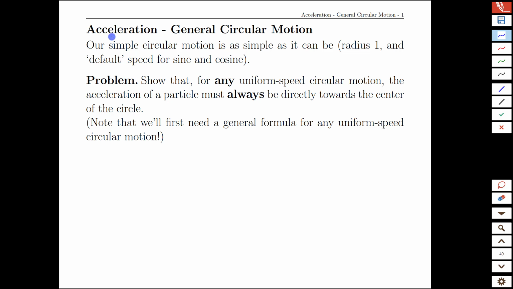In this video, we're going to explore a study of acceleration, but for general circular motion, rather than limiting ourselves to that nice radius 1 default speed for sine and cosine. So what we want to do is show that for any uniform speed circular motion, the acceleration must always be directly towards the center. Well, if we're going to do that, we'd better have a formula for general circular motion.